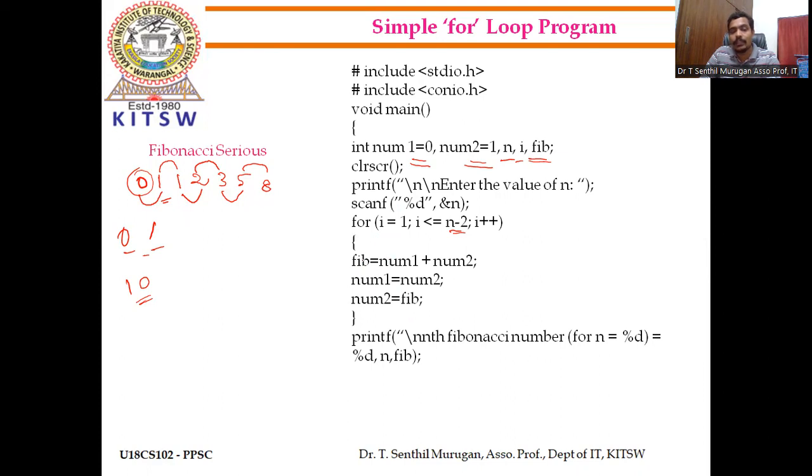So what is this value? The nth Fibonacci number is what we are finding. So each Fibonacci value you can print here. Here printf percentage d.